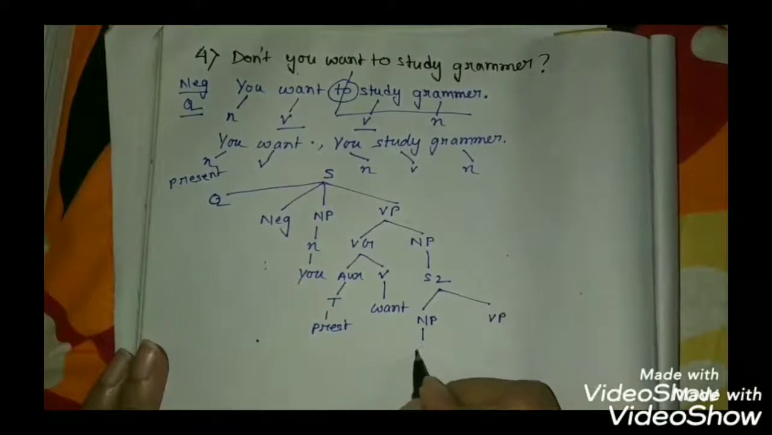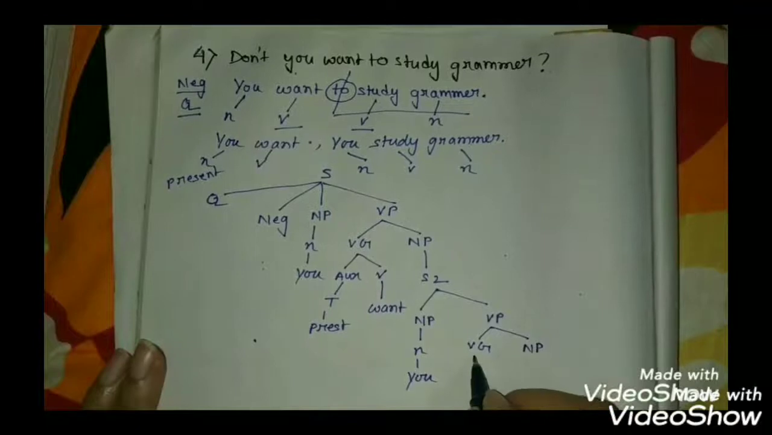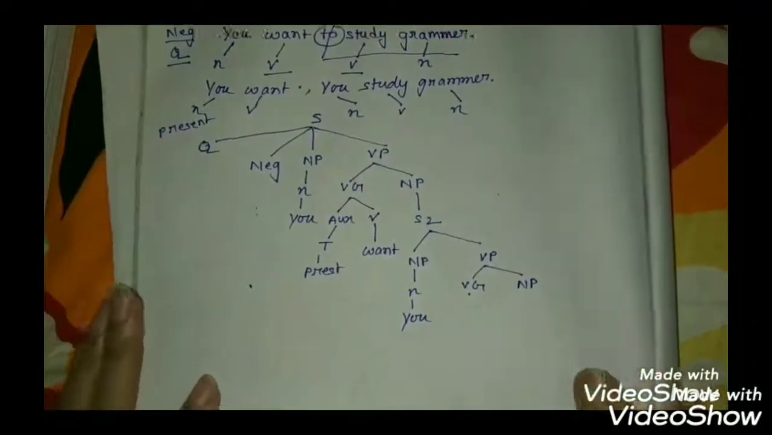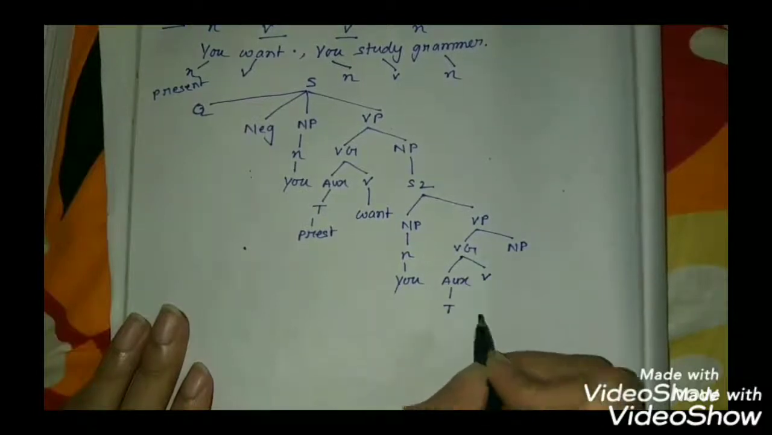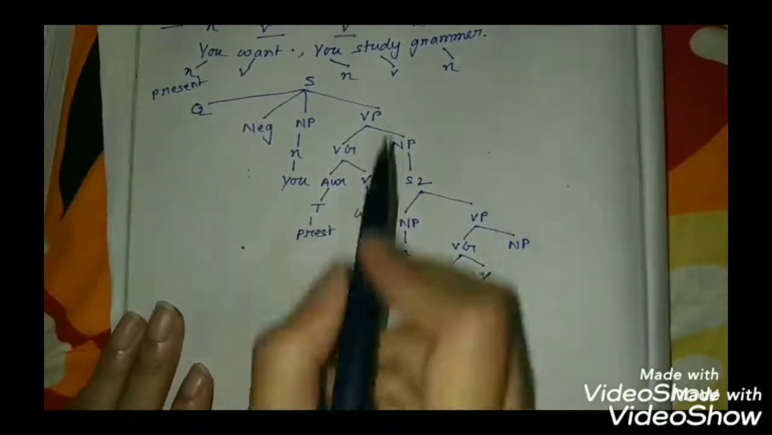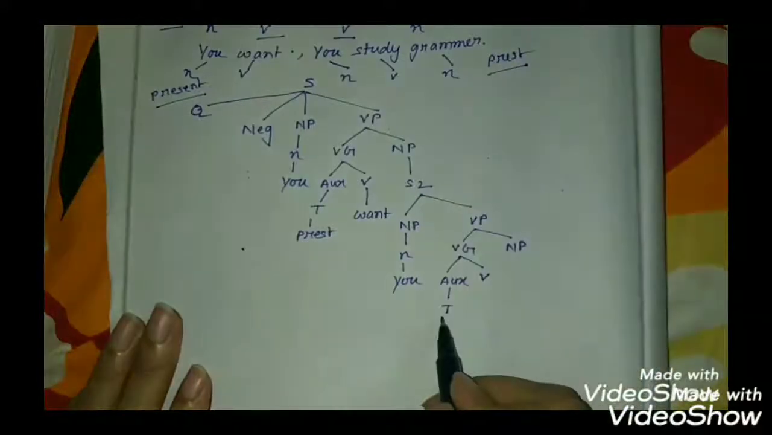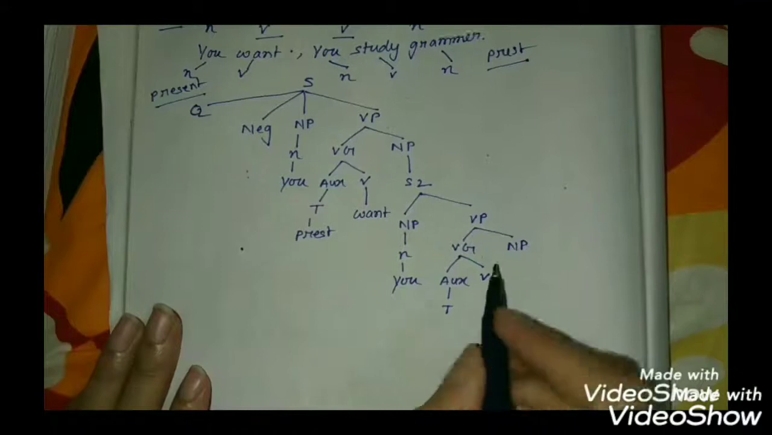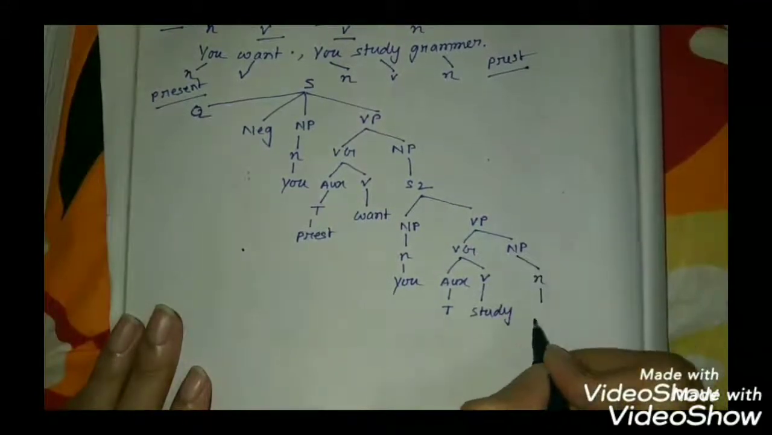NP, VP. So N is you, from VP, VG, NP. So again auxiliary and verb. We will not write tense here because this is present and this is also present. The two sentences are the same tense, therefore we will not write present tense here. Verb is study and noun is grammar.